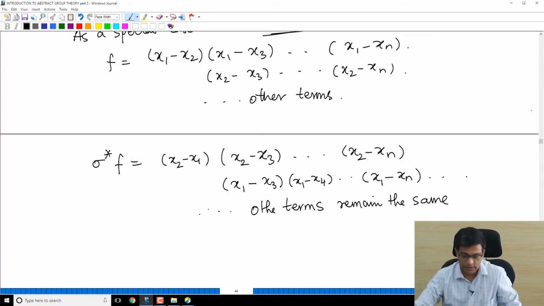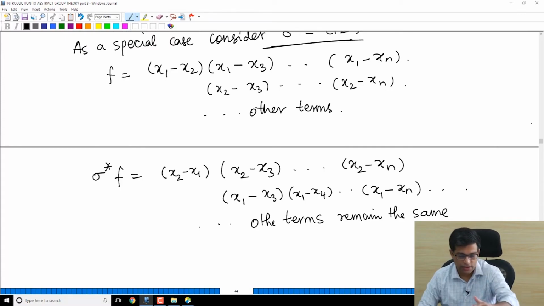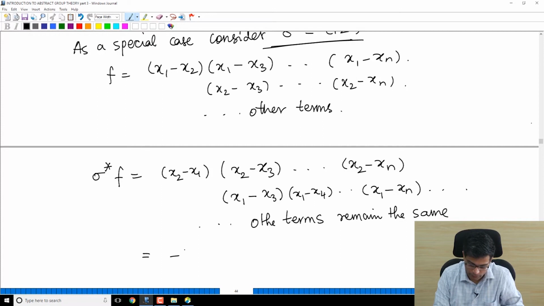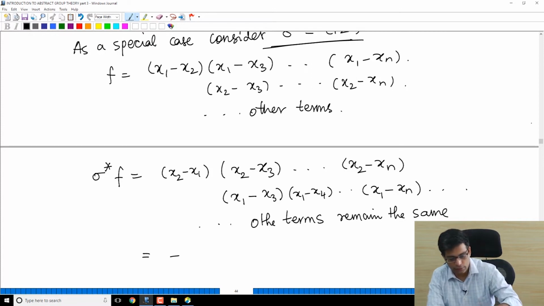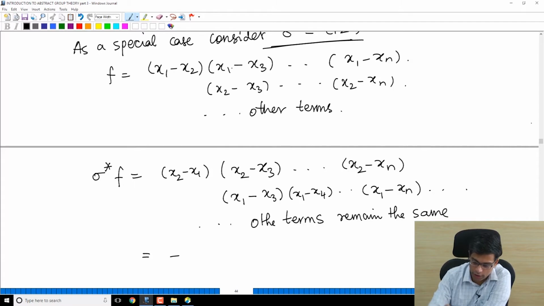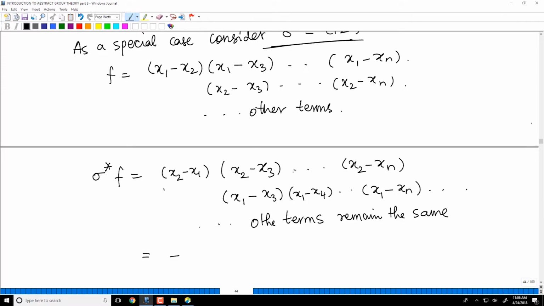So now what is the change? x1 minus x2 became x2 minus x1, so there is one minus sign, right? One interchange of the variable order, so x1 minus x2 became x2 minus x1. But if you now look at this, no other interchanges have happened. We have just reordered them. x1 minus x3 comes here, x1 minus x4 comes here, x1 minus xn comes here, x2 minus x3 comes here, x2 minus x4, x2 minus xn. So for all other terms, there is only one change of sign.